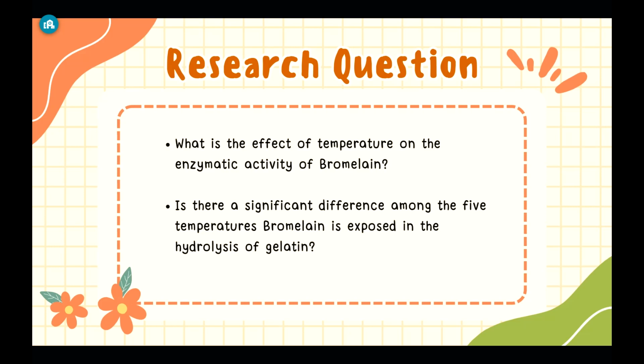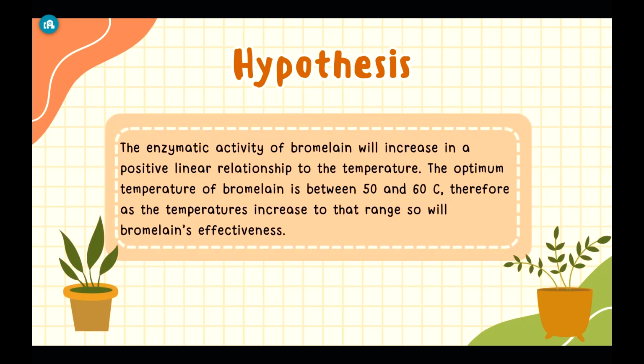The research questions include: what is the effect of temperature on the enzymatic activity of bromelain, and is there a significant difference among the 5 temperatures bromelain is exposed to in the hydrolysis of gelatin? The hypothesis is the enzymatic activity of bromelain will increase in a positive linear relationship to temperature. The optimum temperature of bromelain is between 50 and 60 degrees Celsius. Therefore, as the temperatures increase to that range, so will bromelain's effectiveness.